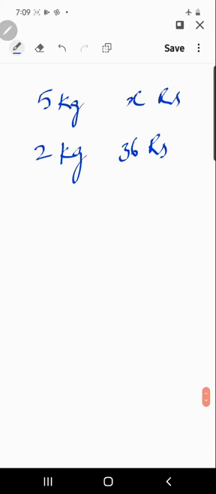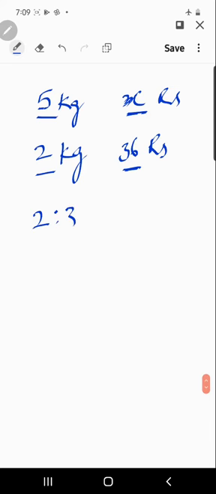Here I am going to explain one problem. Madhu buys 5 kg potatoes in the market. At what price, we don't know, so we take it as x. And 2 kg potatoes is 36 rupees. Now what is the amount Madhu has to pay? That means we have to find this x value. You see both conditions: 2 kg potatoes 36 rupees, and 5 kg potatoes we have to find. So we take these two as ratios.